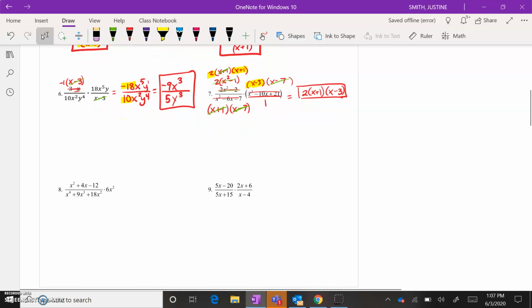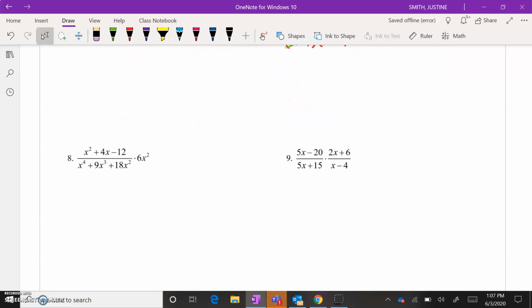All right. Number 8. Okay, so first we're going to factor the top here. So easy trinomial, what multiplies to negative 12 and adds to 4. So that would be a positive 6 and a negative 2. Okay, on the bottom here, looks like we have a GCF of x squared. So then we have x squared plus 9x plus 18 left over. And what multiplies to 18 and adds to 9 would be x plus 3, x plus 6.